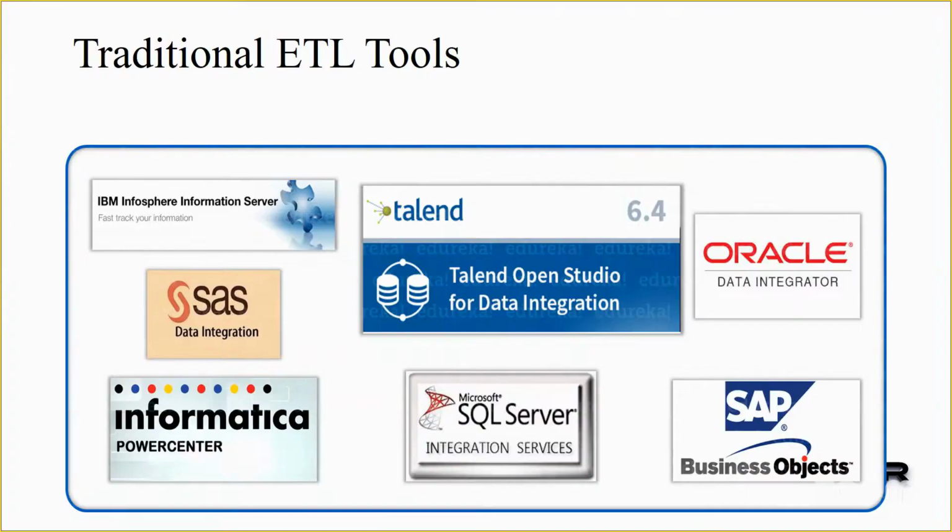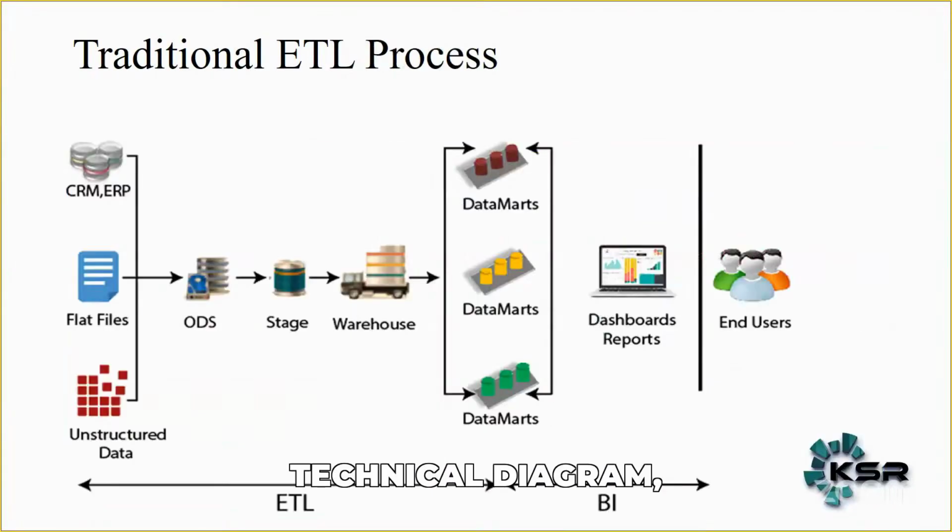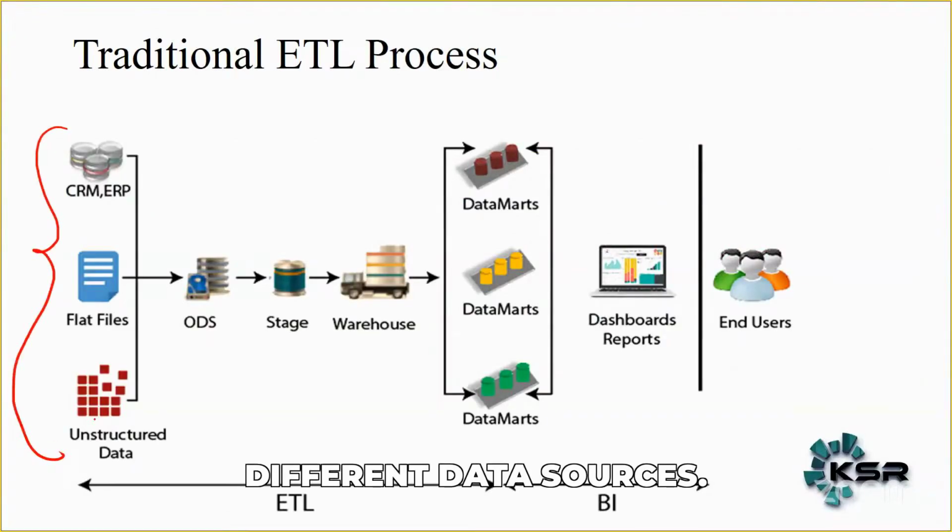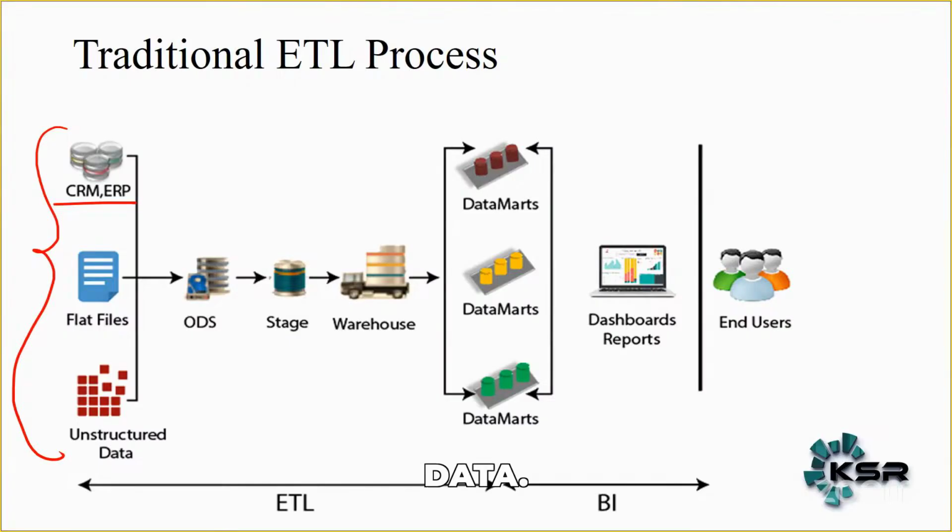Right? Now, just a technical diagram. This is the data that you're getting from different data sources. Some you are getting from CRM, ERP. Don't look at the terminologies as of now. Just try to understand what it is. CRM is customer relationship management data, and ERP is enterprise data, and flat files are like CSV files, Excel files, JSON files, all of this, and some unstructured data like JSON, XML, or images, audio files.